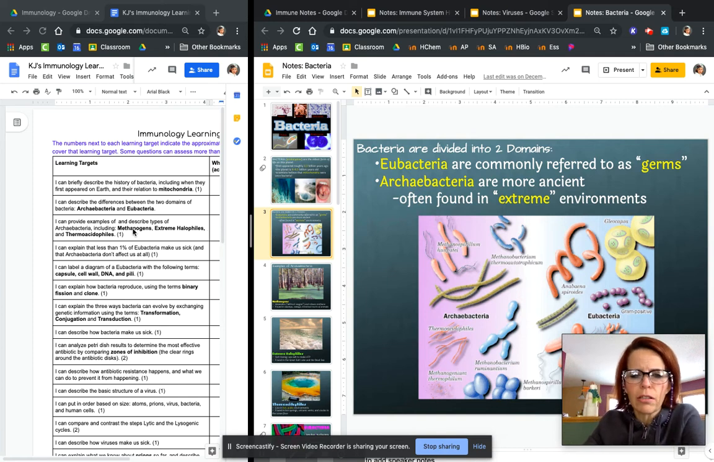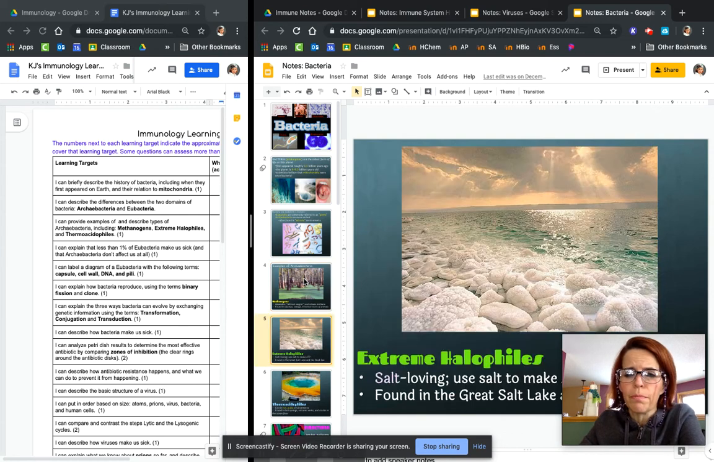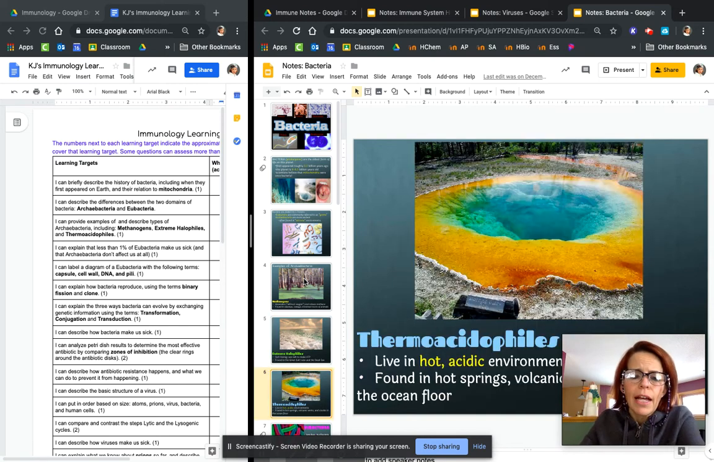And if you look at the next learning target, it asks about the different Archaebacteria. There are the methanogens that make methane. We learned about them in the digestive tracts of cows. They fart methane. There's the extreme halophiles that live in extremely salty conditions that no other life forms can survive in. And then there's the thermoacidophiles that live in the hot, acidic environments of like hot springs or thermal vents at the bottom of the ocean. And that's all we need to know about Archaebacteria, nothing more.